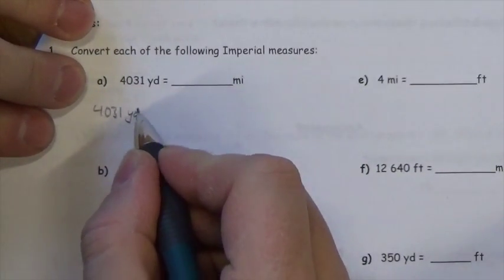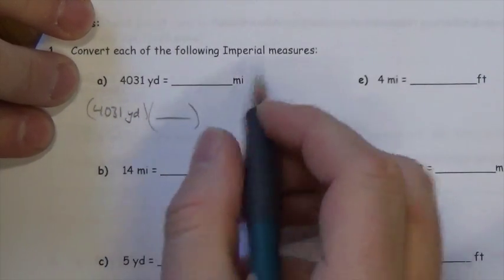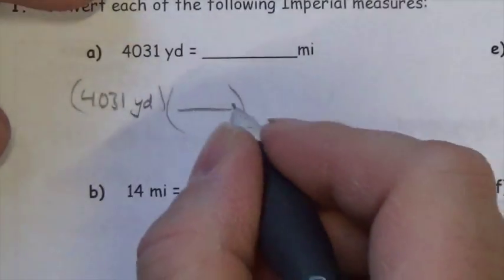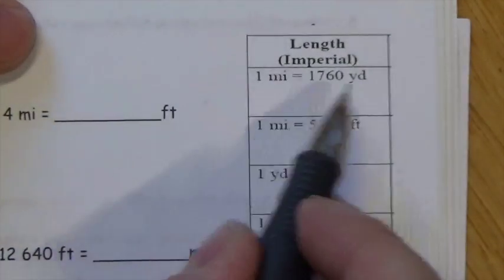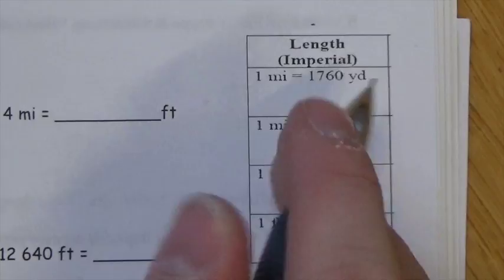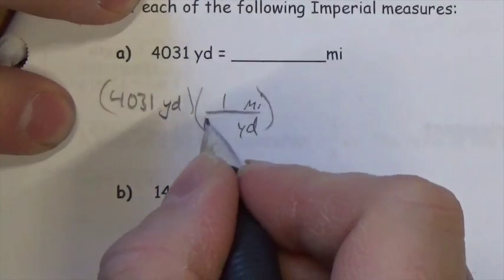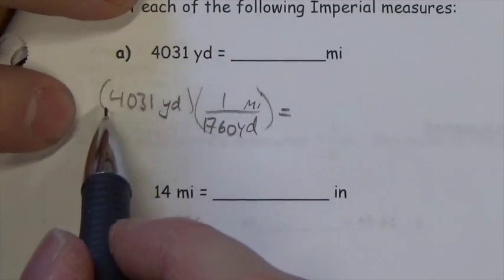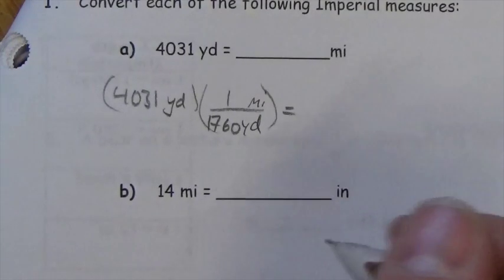So 4,031 yards. What I'm going to do here is I'm going to multiply this by a fraction where, now I want to have miles here. Maybe I'll zoom in a little bit on this. I want to have miles in the numerator and yards in the denominator. Now, I come over here. 1 mile is 1,760 yards. The yards units will cancel, and so 4,031 divided by 1,760, that's my answer here.